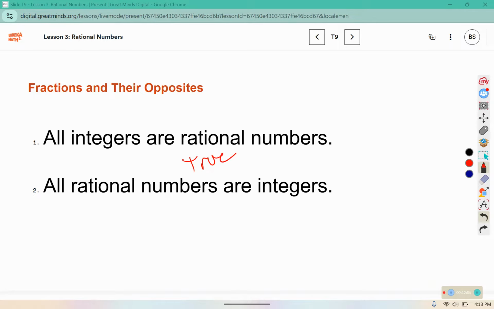All rational numbers are integers. Well, 1/2 is a rational number, but it is not a whole number. So this one is false. 2/5 is a rational number, representing 0.4. But again, 0.4 is not a whole number, so it is not an integer.